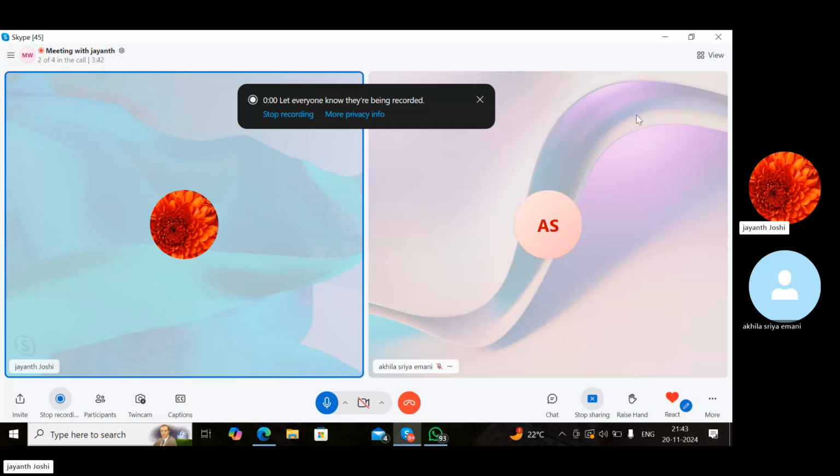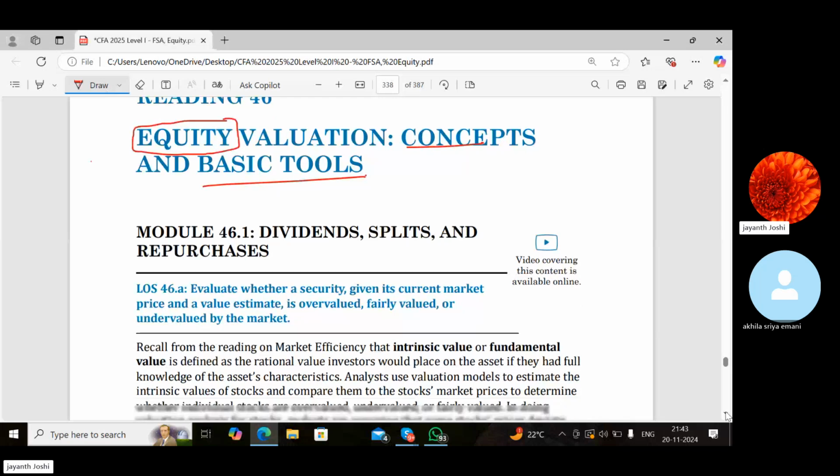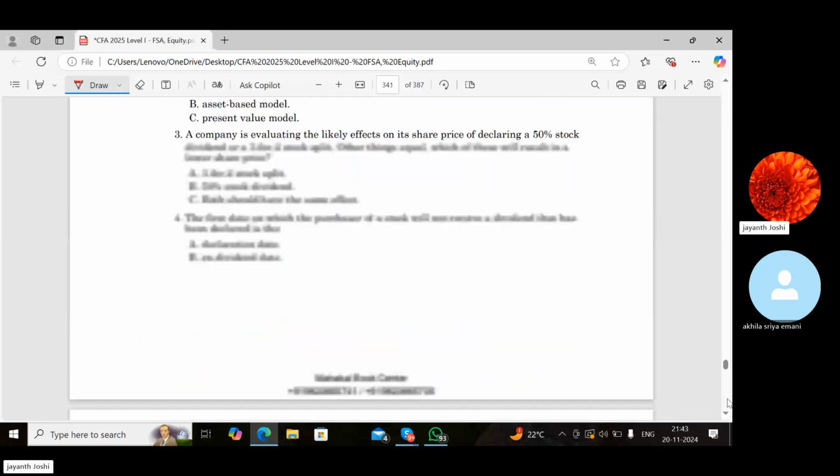So today's topic is equity valuation concepts and basic tools. The equity valuation chapter deals with the valuation of an equity stock. In this, there are certain topics to be discussed. We will discuss them right now. First, we will start from here.